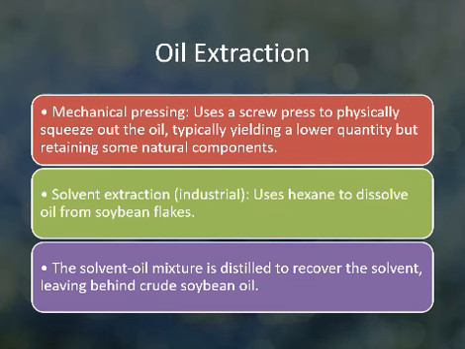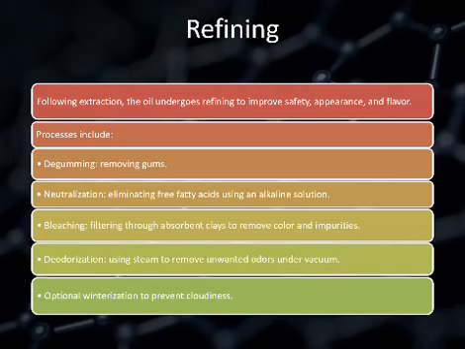Now, after that, we move to the oil extraction, and there are many ways of going about this. We have the mechanical pressing, which uses a screw press to physically squeeze out the oil, and this is what happens in many local homes, especially in the Ghanaian community. And we also have the solvent extraction, which is usually used in the industrial setting, and this uses hexane to dissolve oil from soya bean flakes. To its refining.